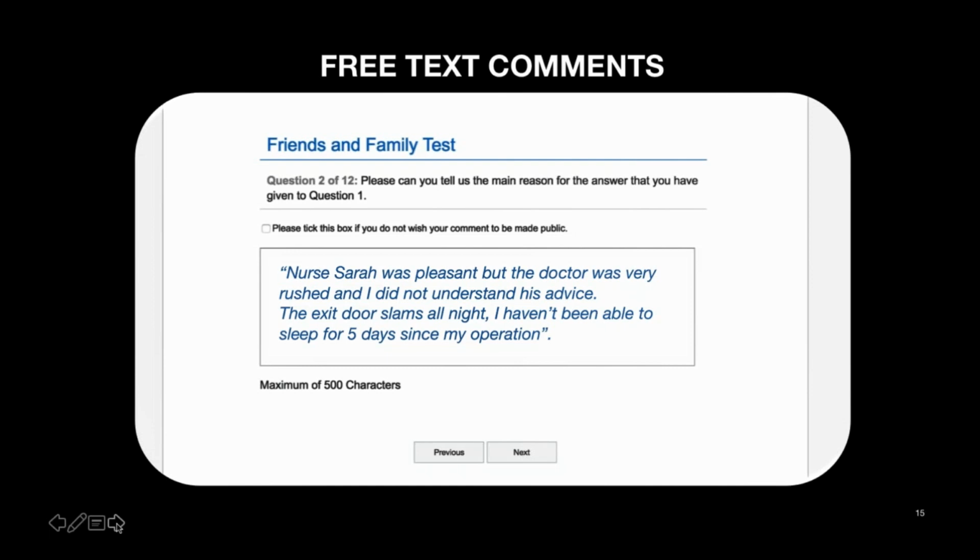So if a nurse is rude, or a doctor was unpleasant, or the noise at night was caused by a door rather than the vacuum cleaner or staff talking, this is really important, because it helps you engage staff. When you want to engage staff around how to solve this problem and improve it, you need to know what the root cause is. And that often comes from these comments.